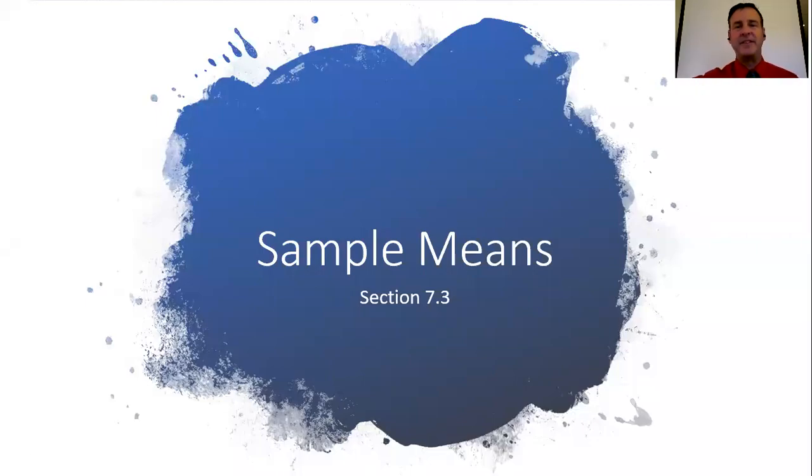This is sample means section 7.3. You'll need your normal distribution table. You'll need a graphing calculator. And once you've got those things, paper and pencil, we're ready to go.